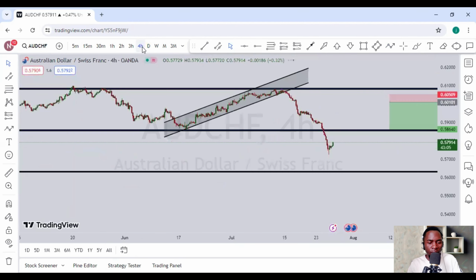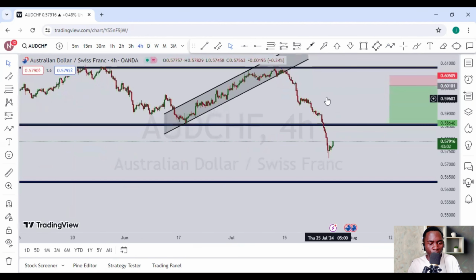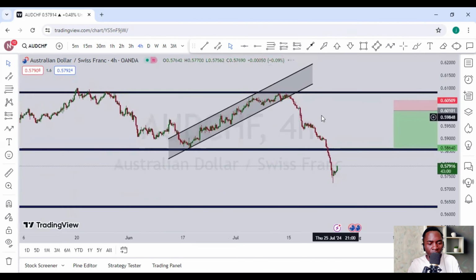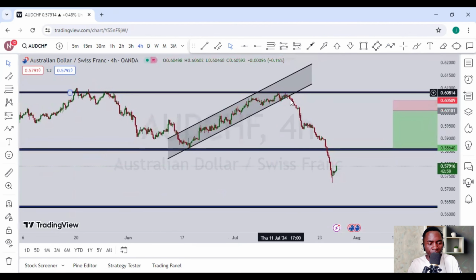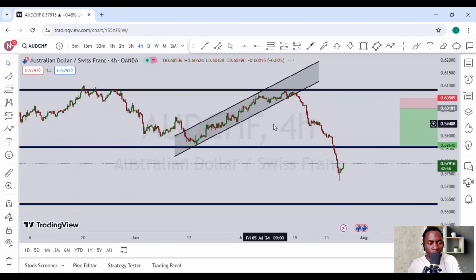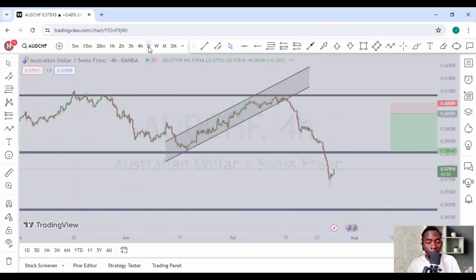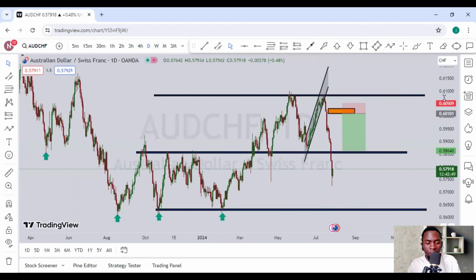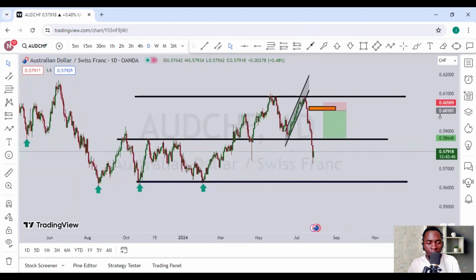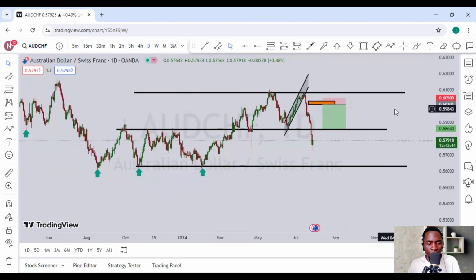I came to the 4 hour to wait and see if I can see any pullback. You can see there's no pullback here. No pullback here. The market just went direct to my take profit. So this is another trade that I did not take. But that's all. I usually follow my strategy.